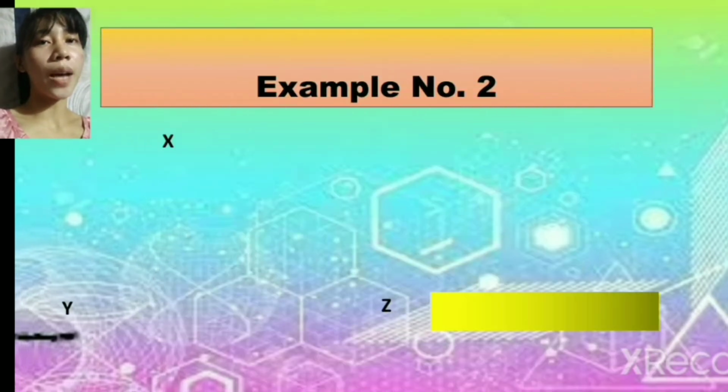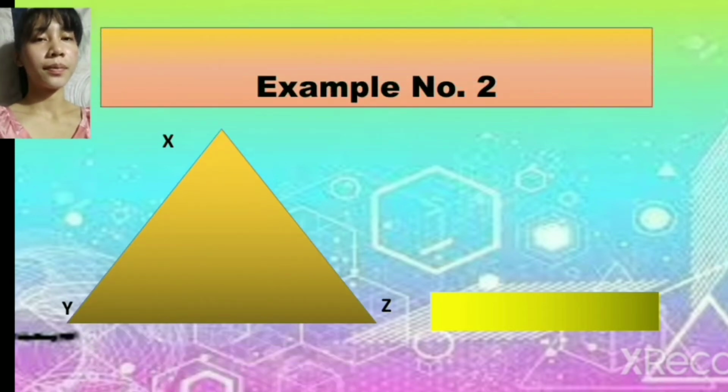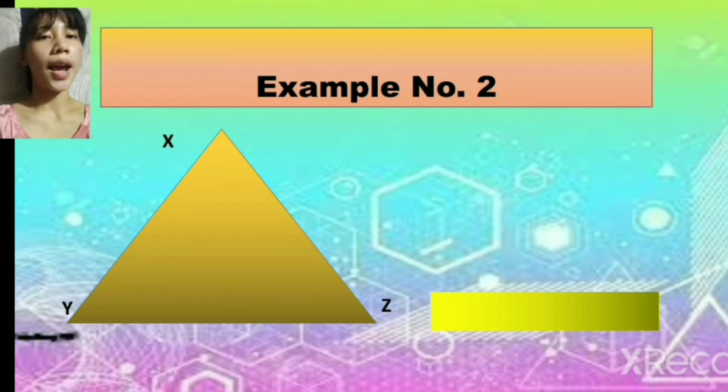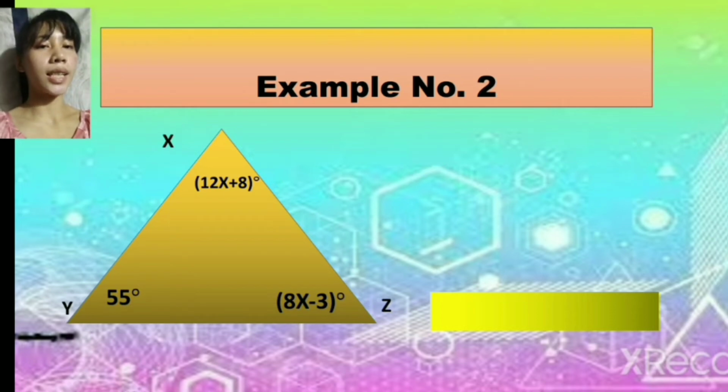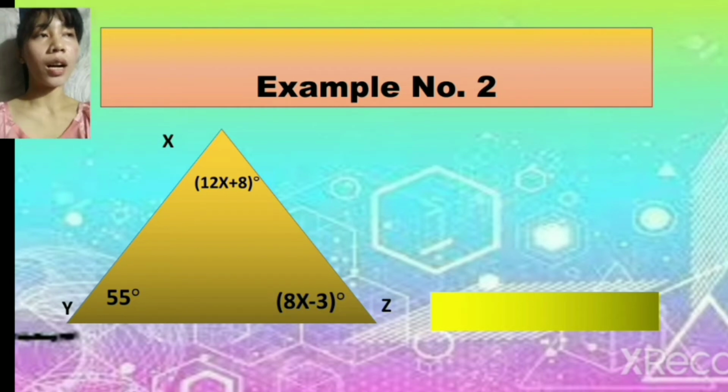Another one. So example number 2. Alright. So here we have triangle XYZ. The angle of X is 12x plus 8 degrees. And angle Y is 55 degrees. And then our angle Z is 8x minus 3 degrees. So we're going to find the missing angle, right? So first we just solve for the x value, alright?